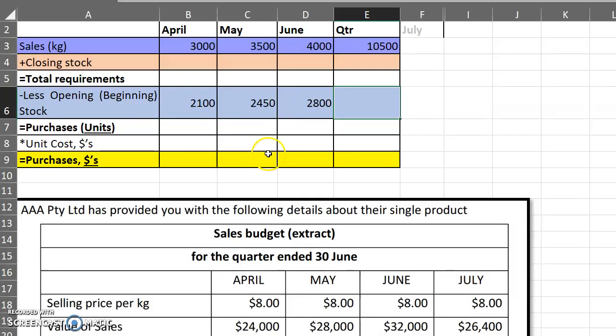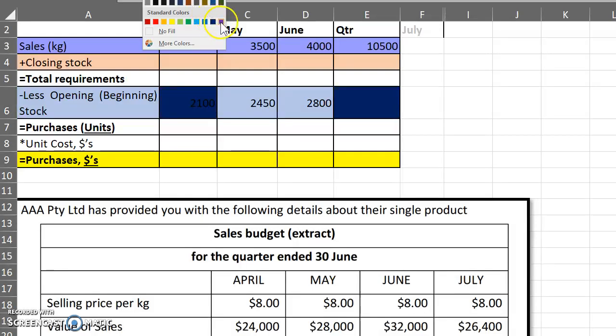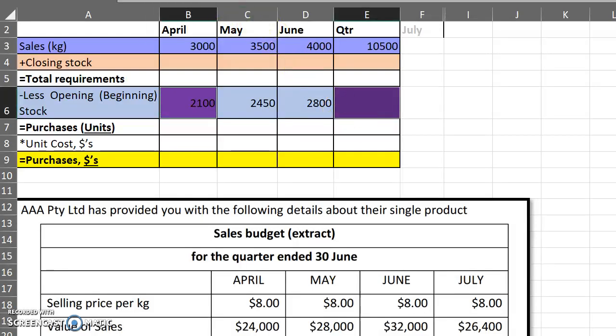Now here is a tricky bit. When we are looking at quarterly sales, we are asking ourselves, what happened during the quarter? Total number of sales for the quarter would be 10,500. But what is the opening stock for the quarter? The opening stock for the quarter will be the same as the opening stock for April. Let's make it the same color so it's a little bit easier to see. Maybe purple. Can't really see that. How about that?